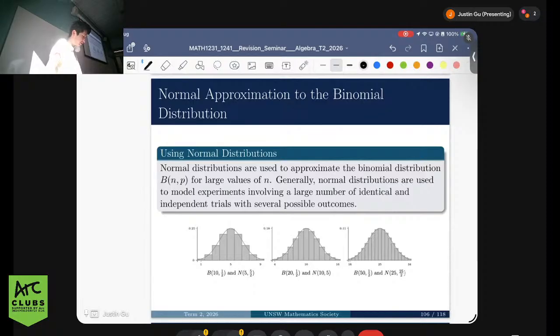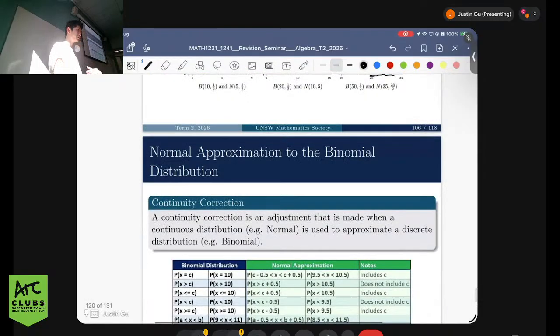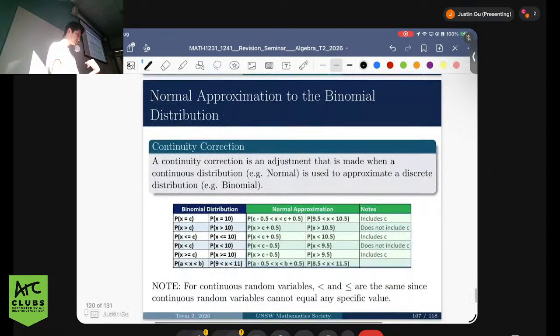Normal distributions are usually used to approximate the binomial distribution for large values of n, and generally normal distributions are used to model experiments involving a large number of identical and independent trials with several possible outcomes, right? Because it turns out that if we have lots of trials, calculating what the probability is between like 25 and 28 is usually very annoying and difficult. But if we have a z-score table, it's much easier because we've already got it calculated for us.